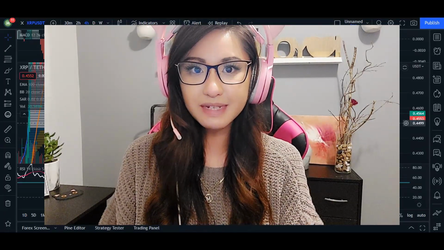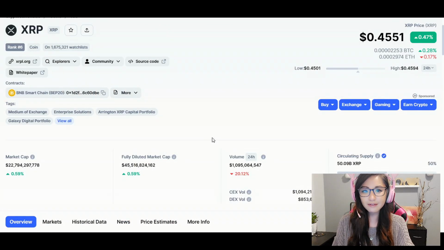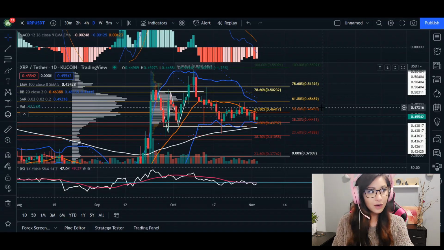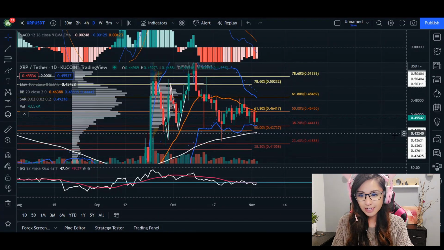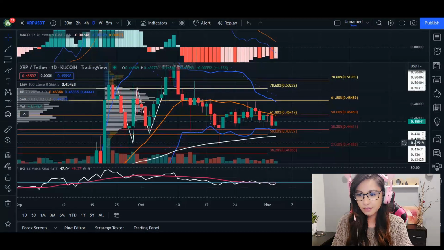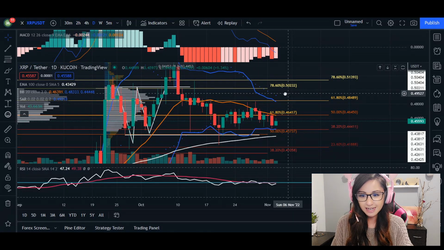In today's video update here for XRP, we are trading at 0.4551, 24-hour volume, we're down 20%, and market cap, we're up 0.59%. Heading over to our daily chart here, you guys, I am zoomed out. I don't know why I have two fixed volume indicators, but we're just going to leave it because I don't want to mess anything up.